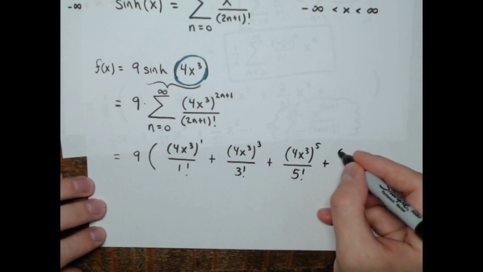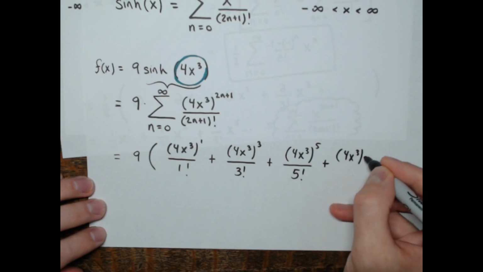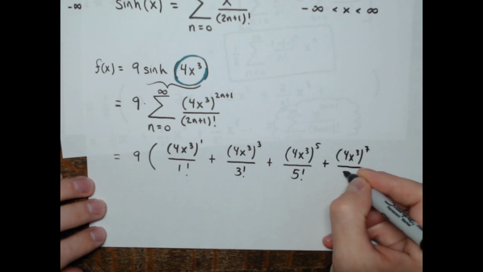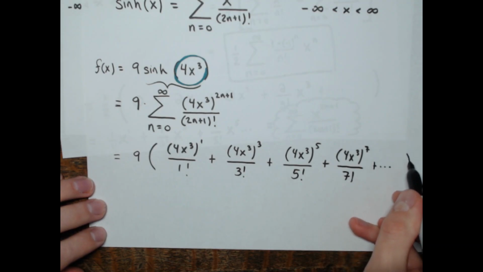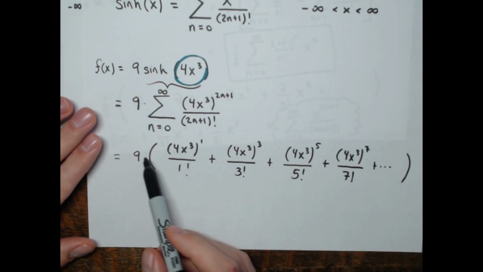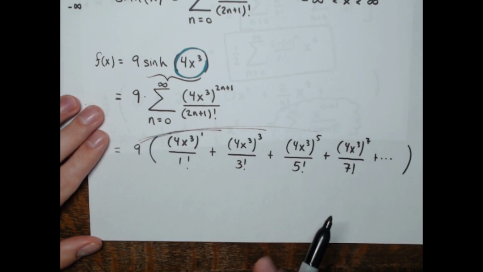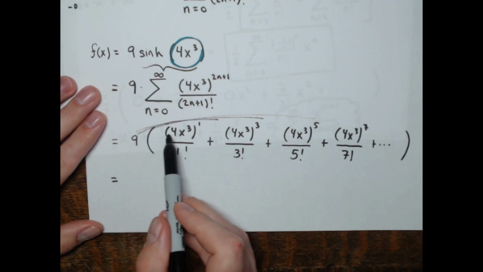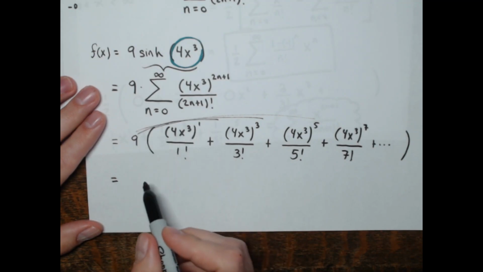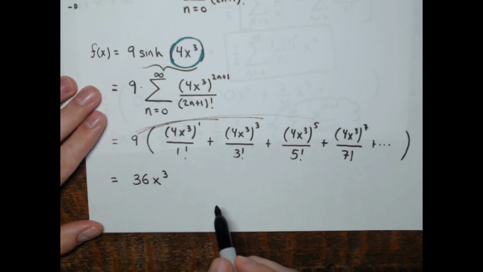And then finally, the fourth non-zero term, right? The fourth term of this Maclaurin series, 4x cubed to the seventh over 7 factorial. And then, of course, there's more to it, but we're only looking for the first four. And then I'm going to distribute the 9, of course, to all 4 of these. So the first one is going to be 9 times 4x cubed. That's 36x cubed.